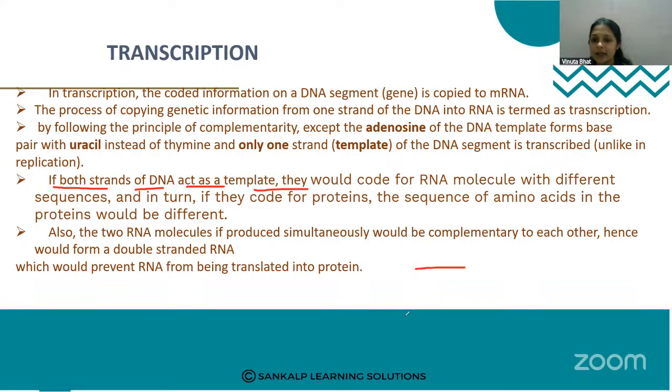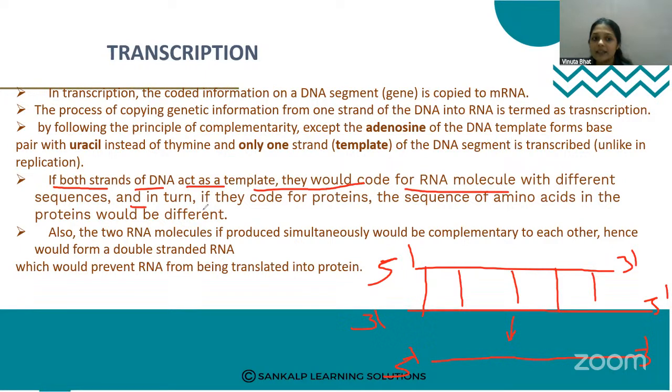See, there are 2 strands in DNA, right? So 5 prime to 3 prime and 3 prime to 5 prime. Here, from this double strand DNA, a single RNA is formed that has the 5 prime to 3 prime polarity. But here, from the double strand, single strand mRNA is formed. What is the reason behind this? They would code for RNA molecules with different sequences, and in turn, if they code for proteins, the sequence of amino acids in proteins would be different.